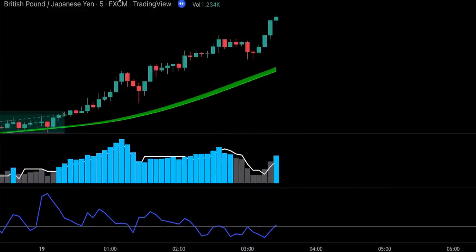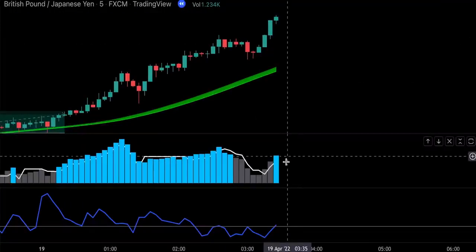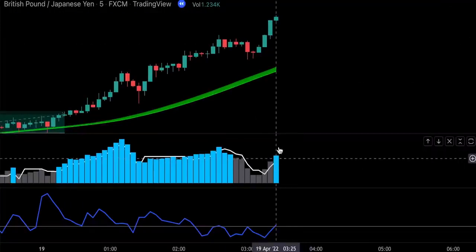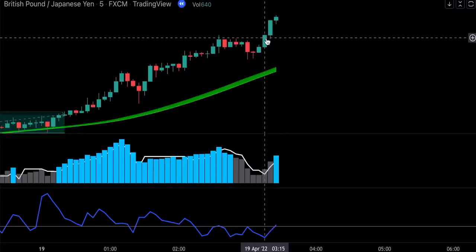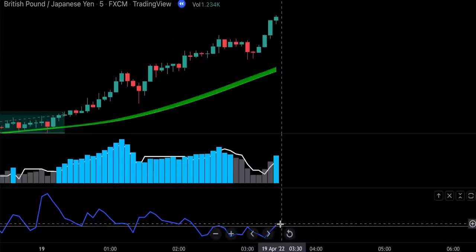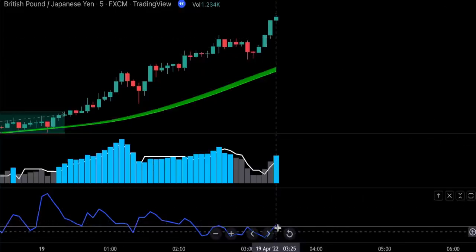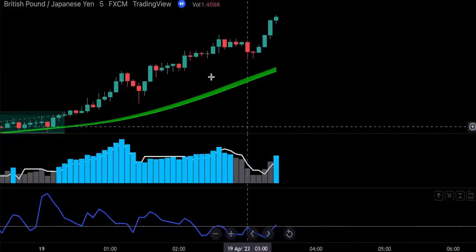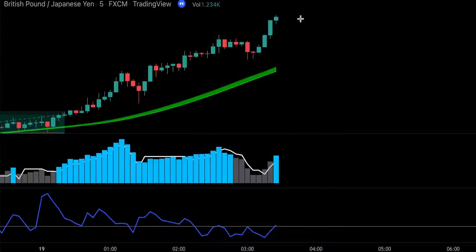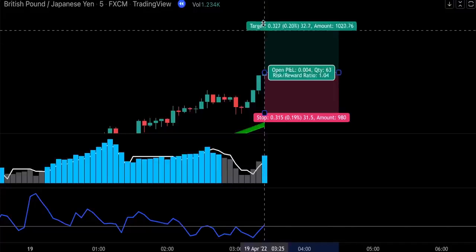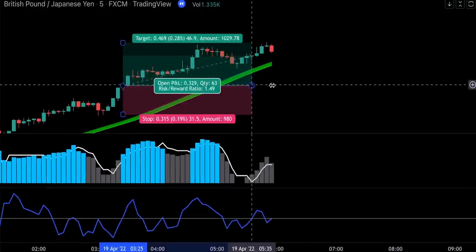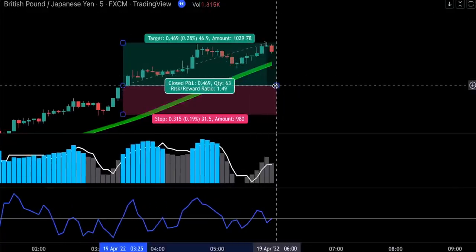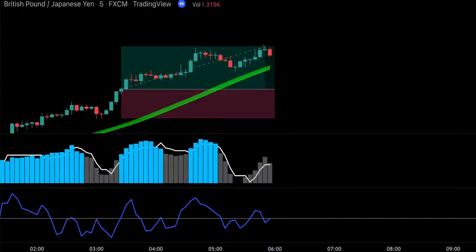Okay, so here we've got another valid long signal. We see the QQE mod just turned blue. The Hull Suite is colored in green, and the price is sitting above it. And we also have our volume oscillator just crossing this 0 line. So let's go ahead and take a long position. Okay, so we just got another winner and we see how well this strategy is working. So let's find one more example.